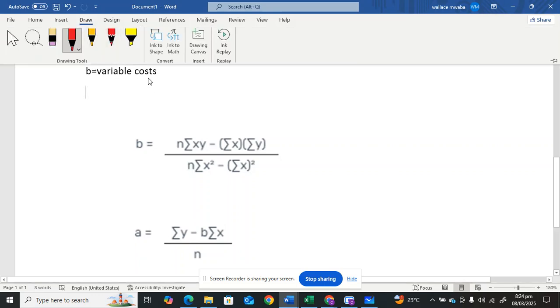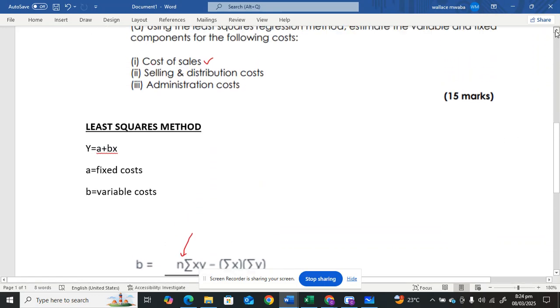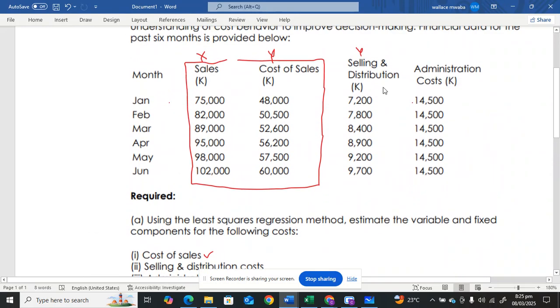N is just the number of items we're looking at. Here you just count. January, February, March, April, May, June. So 1, 2, 3, 4, 5, 6. So n is going to be equal to 6.